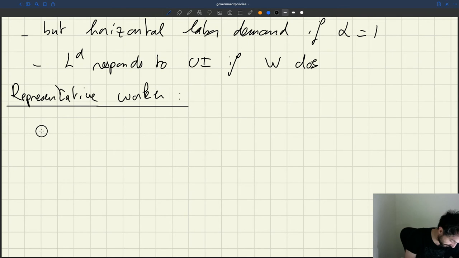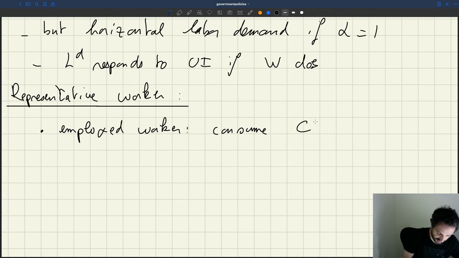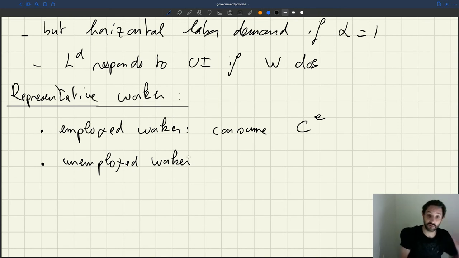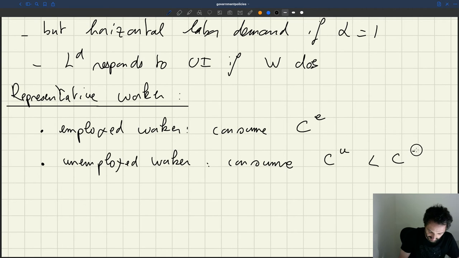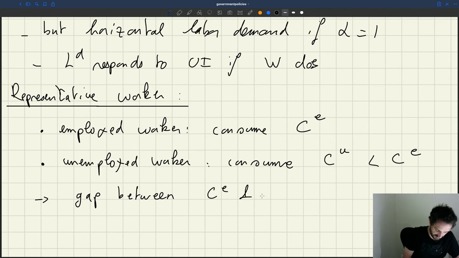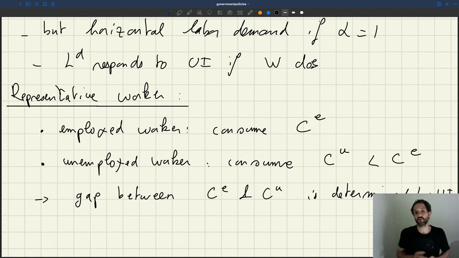So we're going to assume that if you're an employed worker, so you end up with a job, you're going to consume a quantity that we call CE, for consumption employed. If you're an unemployed worker, meaning you search for a job but you got unlucky and didn't find one, then you're going to consume a quantity that we call CU, which is going to be less than CE. Basically, the gap between CE and CU is determined by UI. The UI system controls CE and CU.